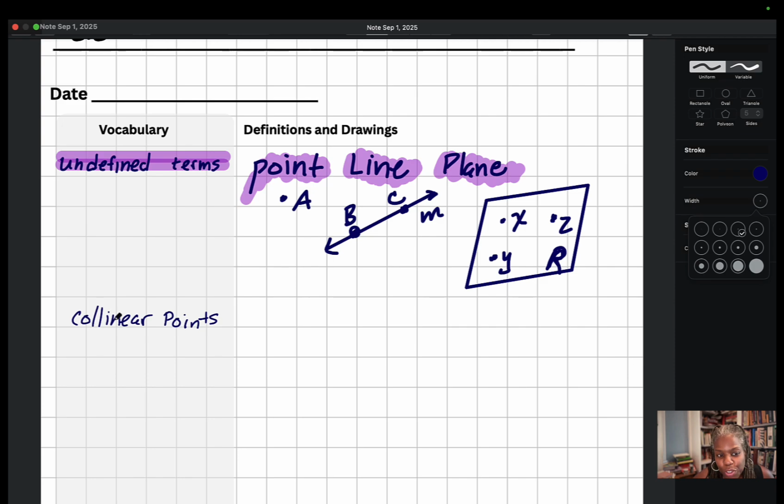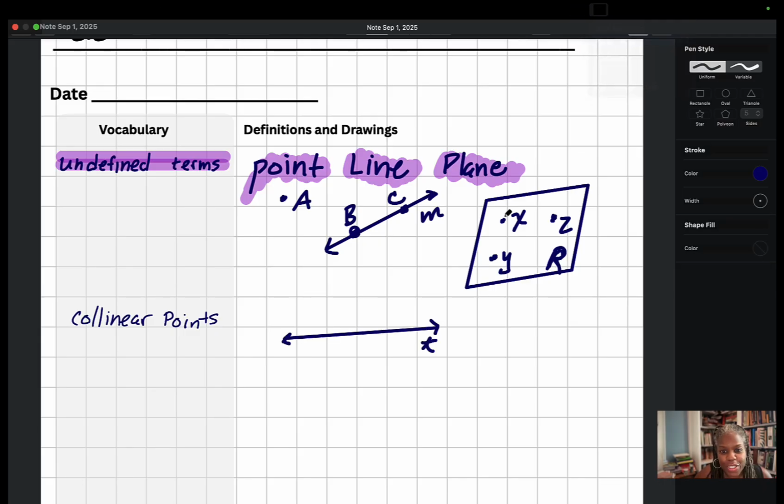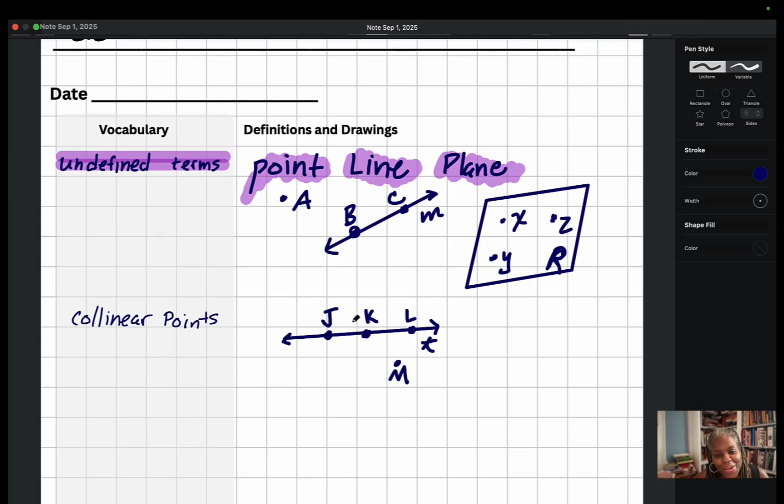So our next term is collinear points, and they really just describe points that are on the same line. So I'm going to draw a picture of that so you can see what I'm talking about. So suppose I have some line T, then on line T there's got to be some points. So let's put some points on it. So here are some points on line T. We've got J, K, L, and then we have M over here.